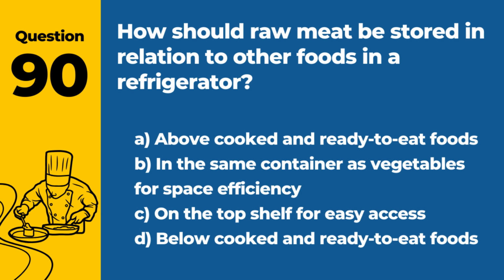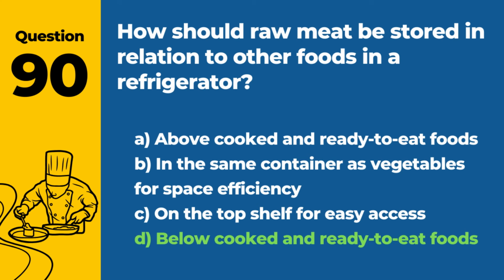Question 90. How should raw meat be stored in relation to other foods in a refrigerator? A. Above cooked and ready-to-eat foods. B. In the same container as vegetables for space efficiency. C. On the top shelf for easy access. D. Below cooked and ready-to-eat foods.